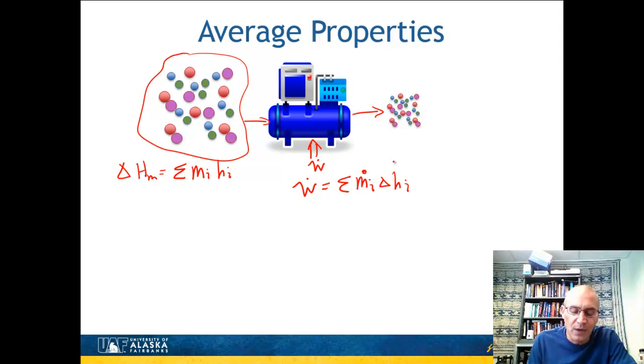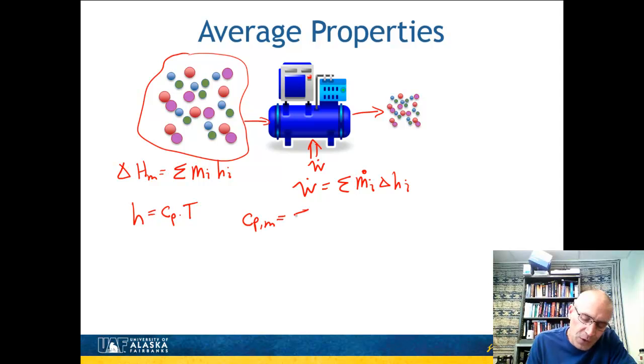And so this is the idea of defining an average property. Remember, we can write the enthalpy, for example, of an ideal gas as just the heat capacity times the temperature. So it might be easier to find a mixture C sub P, so I'll call it a C sub P of the mixture.